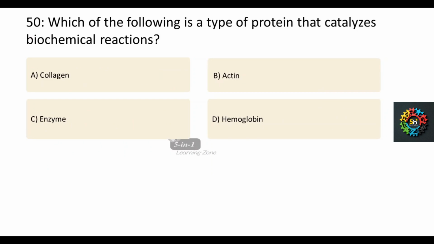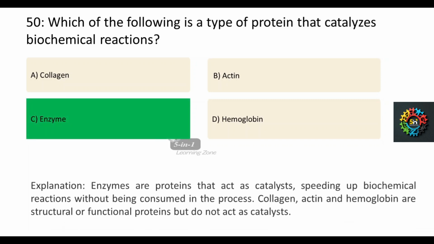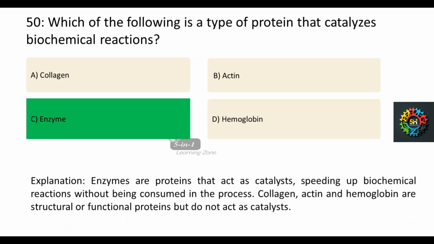50. Which of the following is a type of protein that catalyzes biochemical reactions? Answer: C. Enzyme. Explanation: enzymes are proteins that act as catalysts, speeding up biochemical reactions without being consumed in the process. Collagen, actin, and hemoglobin are structural or functional proteins but do not act as catalysts.